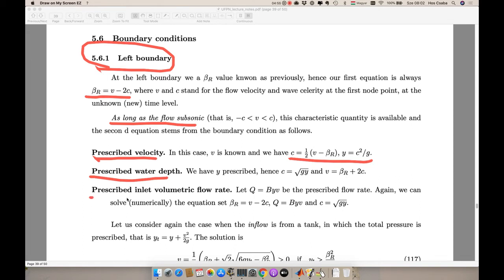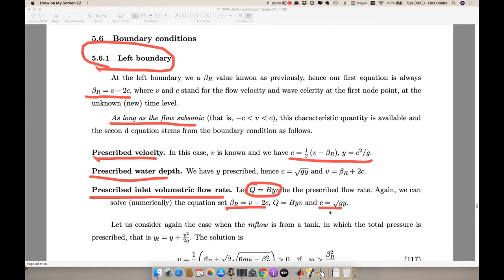If I have a prescribed volumetric flow rate or mass flow rate, that means that B times y times v is prescribed, which is the flow rate, and B is the channel width. And that means that this gives me one equation here, and the other equation is the beta characteristic and the definition of wave celerity. So this is three equations of three unknowns.